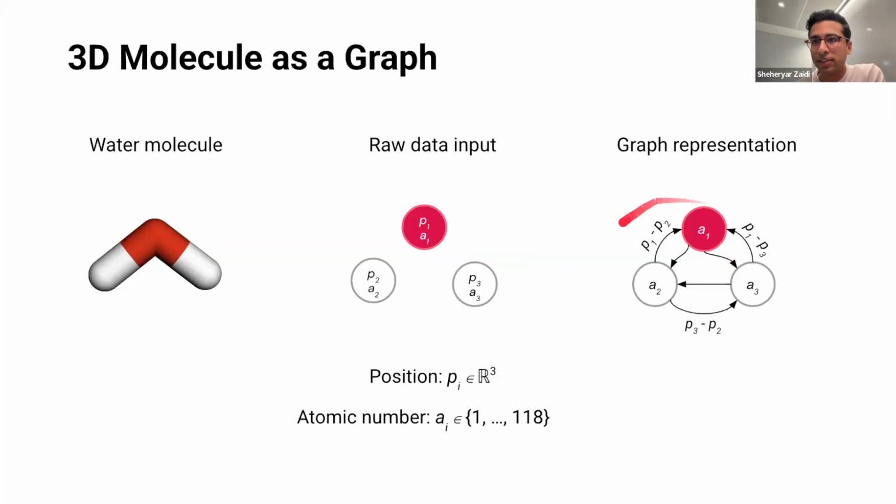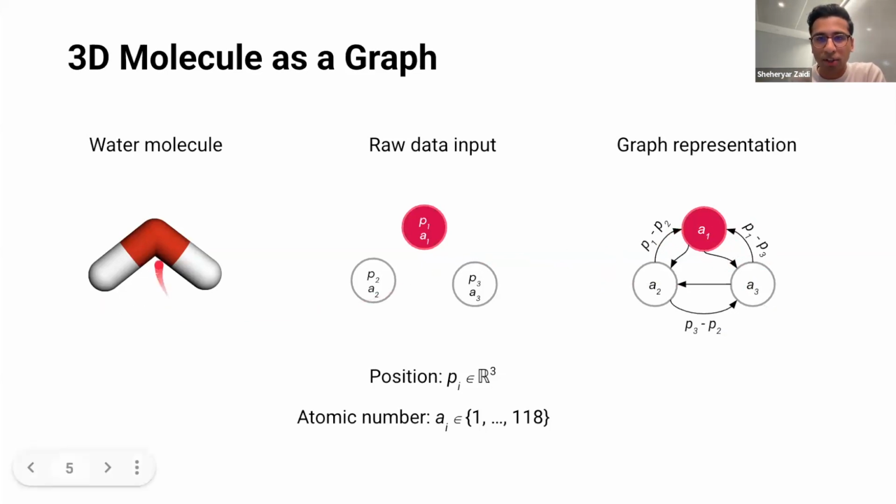And then we can represent this as a graph. The graph representation shown here is specific to one of the architectures that we played with, but it's not in any way specific to the denoising task that I'll talk about. Here, for example, the node features are embeddings of the atom types, and the edges are featurizations of the interatomic displacement vectors.